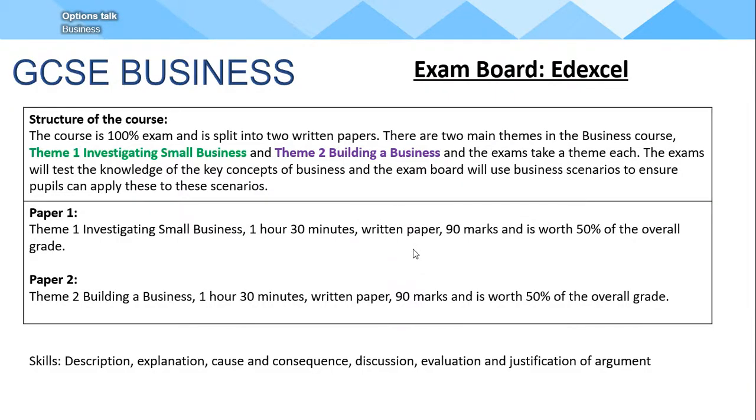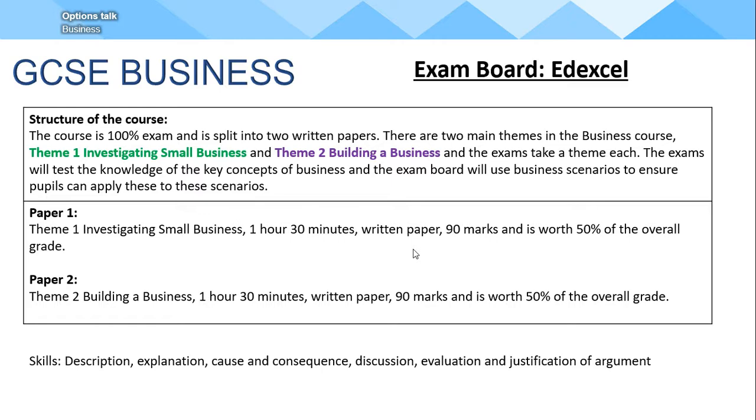The GCSE Business course we offer is Edexcel. The course is 100% exam and has 2 papers. The 2 main themes in the business course are Theme 1, Investigating Small Business, and Theme 2, Building a Business. Therefore, Paper 1 focuses on Theme 1 and Paper 2 focuses on Theme 2. Each paper tests the knowledge of the key concepts and will use business scenarios to ensure pupils can apply that knowledge in context to a business.